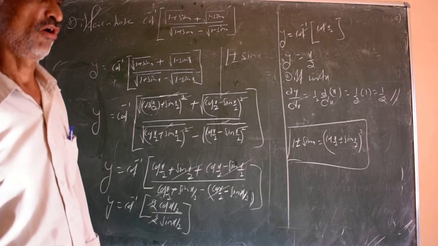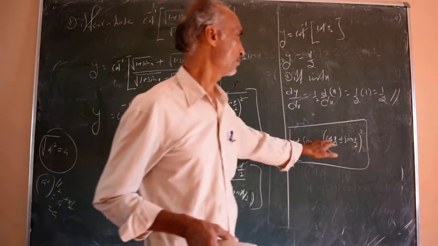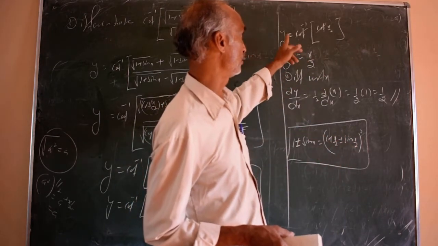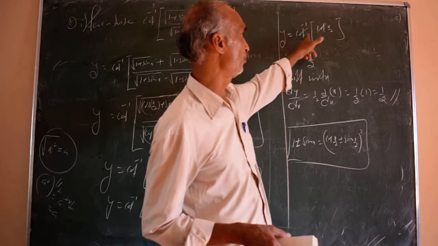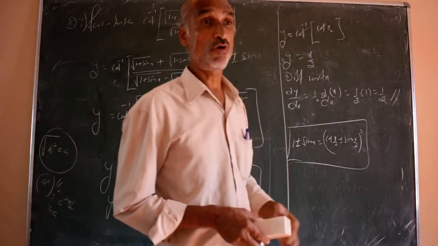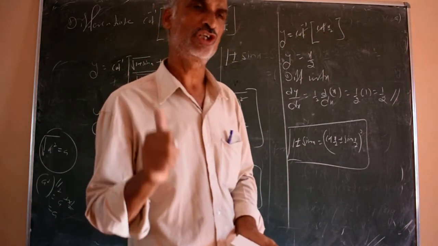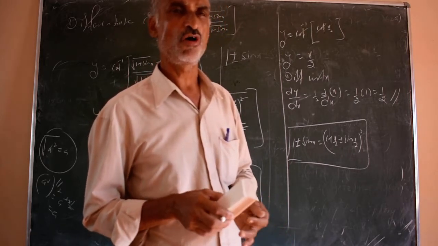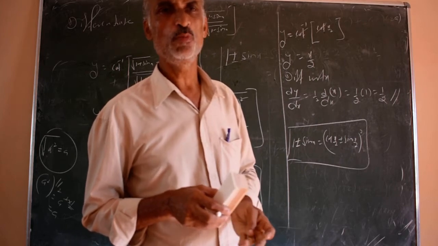Suppose instead of cos x by 2 plus or minus sin x by 2 the whole square, sin x by 2 plus or minus cos x by 2 is taken, then you are getting y equals cot inverse of tan x by 2. But cot inverse x plus tan inverse x is pi by 2, so tan inverse x is pi by 2 minus cot inverse x, or cot inverse x is pi by 2 minus tan inverse x.